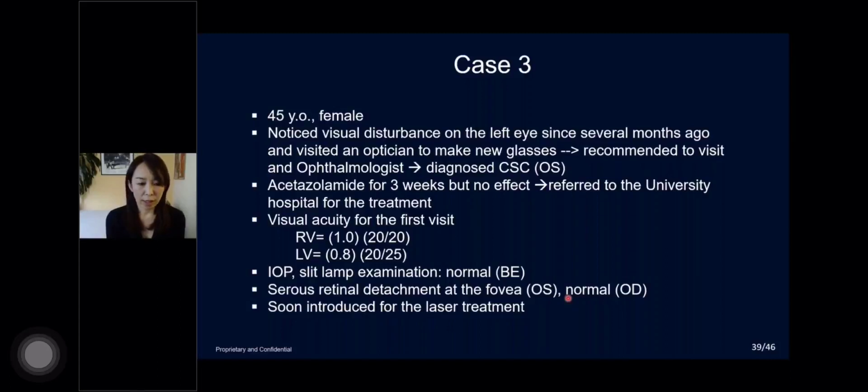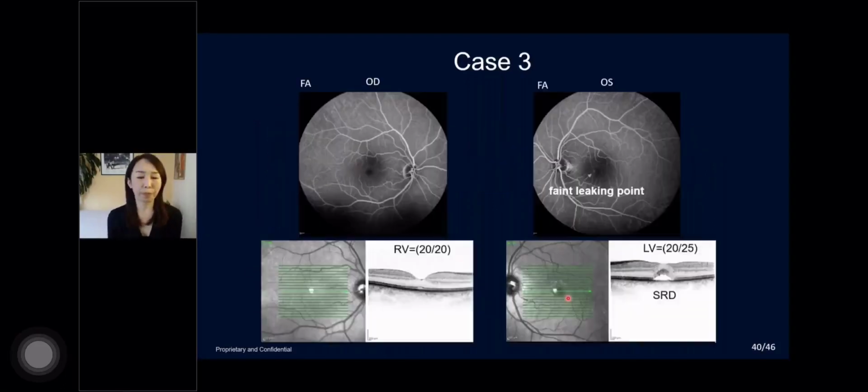The visual acuity at the first visit was 20/20 for the right eye, the good eye, and the left eye, the CSC eye, was 20/25. Otherwise, IOP and slit lamp examination were totally normal. She just showed serous retinal detachment, CSC, in her left eye. So this is why she came to the laser clinic. So this is her fluorescein angiography and OCT for both eyes.